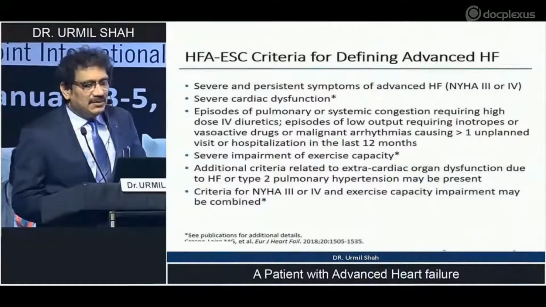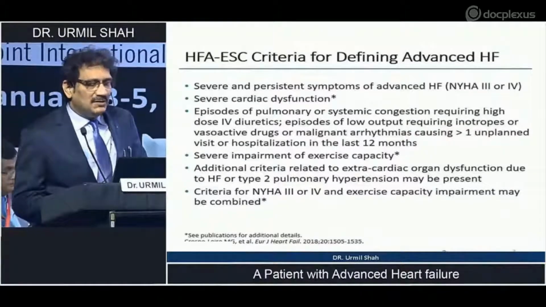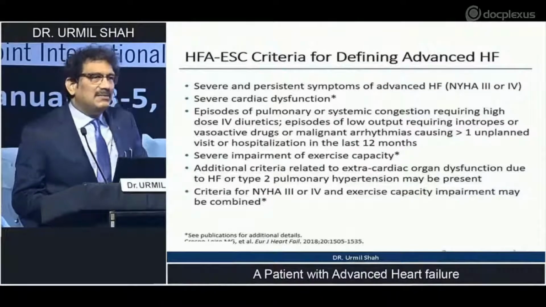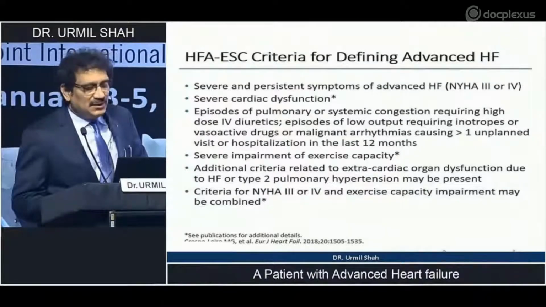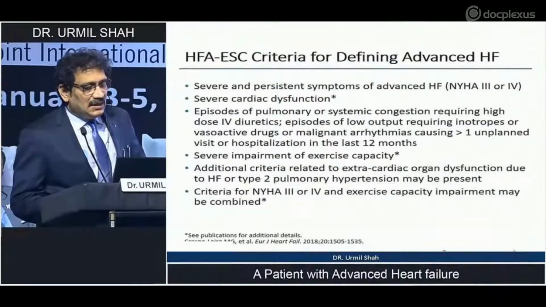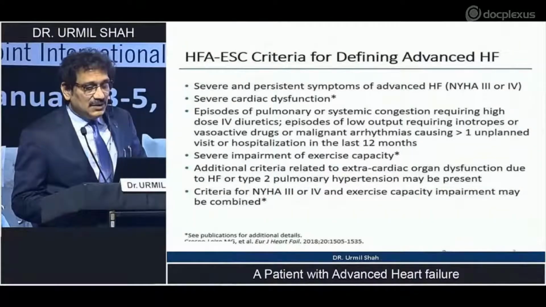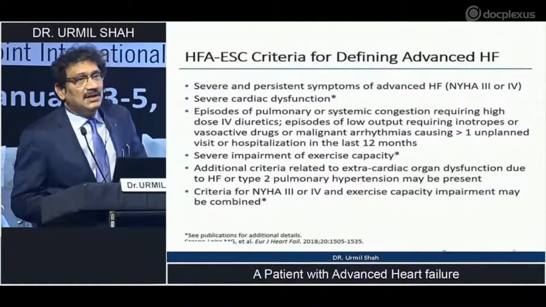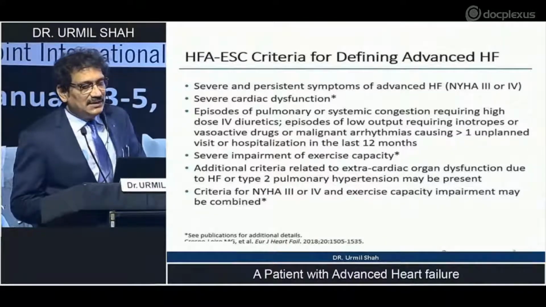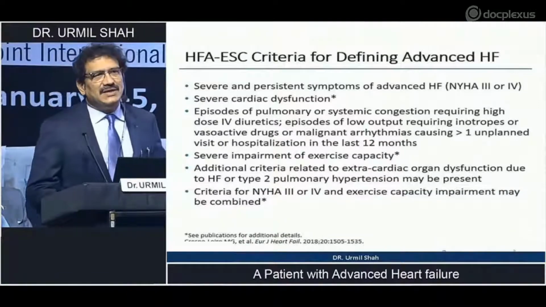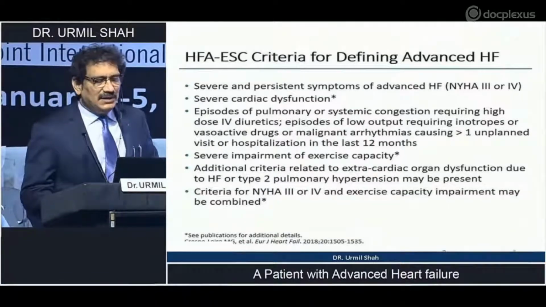Patients require recurrent admission because of recurrent pulmonary congestion, or a low output state requiring inotropic support, or ventricular arrhythmia, and more than one unplanned admission in the last 1 year. There is severe exercise intolerance, with additional criteria related to lung or kidney damage, and NYHA class 3 or 4 with low exercise capacity, which can be measured by VO2 max, a very simple test, something like a treadmill test.